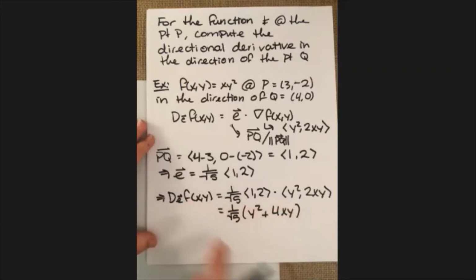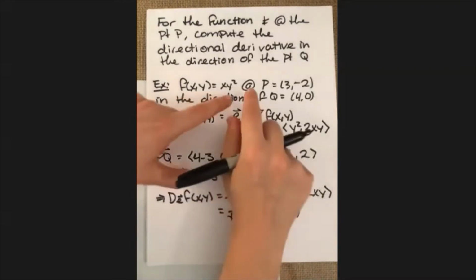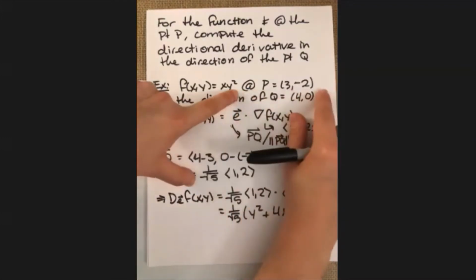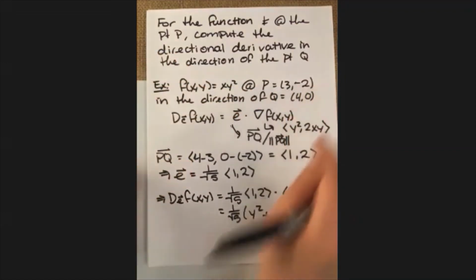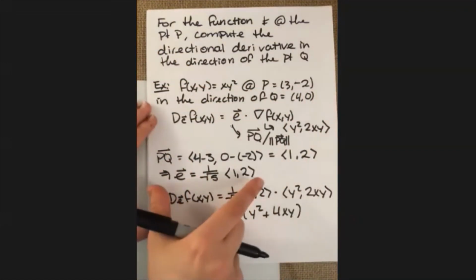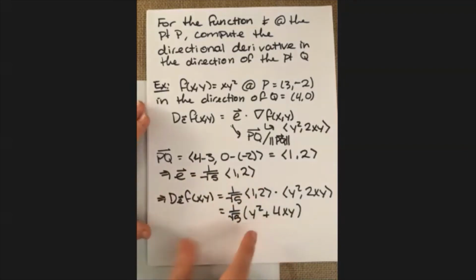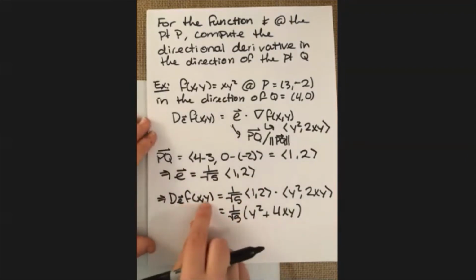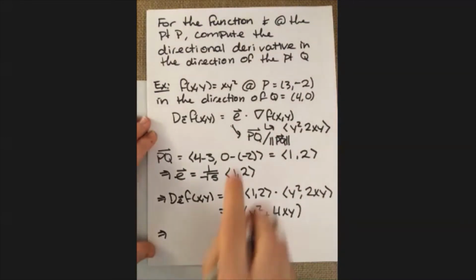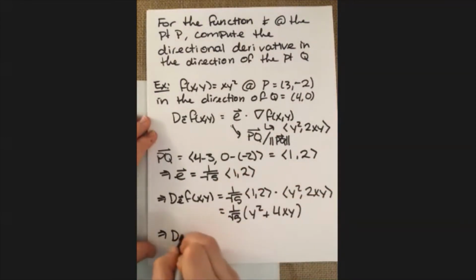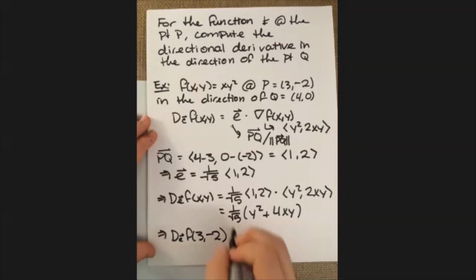This doesn't have a specific point plugged into it yet, so we're not really quite done, because we're told to find the directional derivative at P = (3, -2). We did use the point P to get the direction that it was pointing in, but now we have to actually ground it in that location, and we're going to do that by plugging in the point (3, -2), which is the part that we're really interested in.